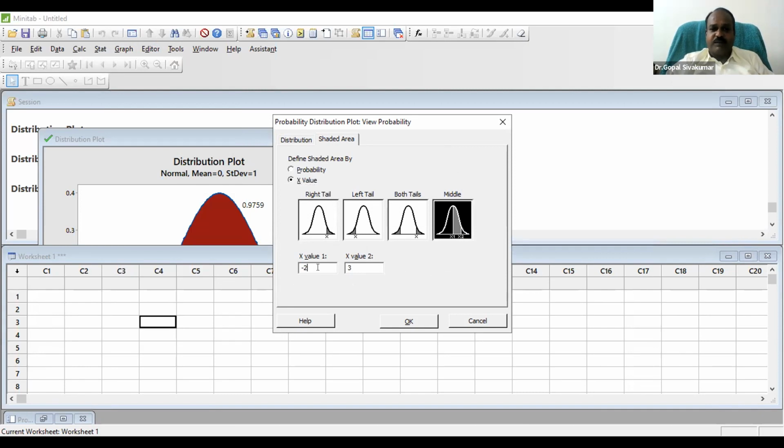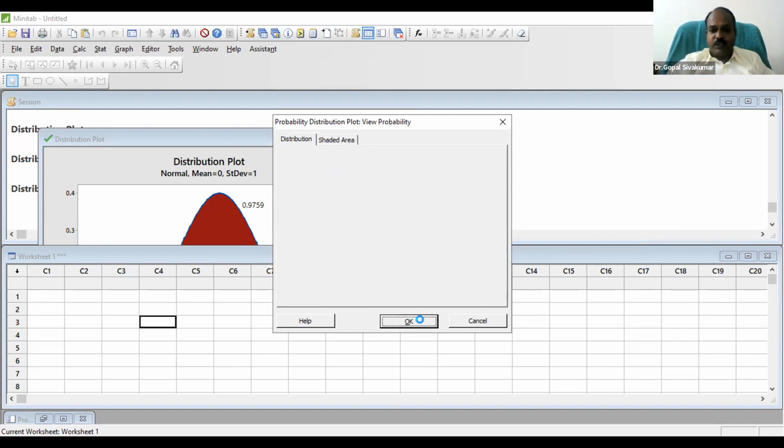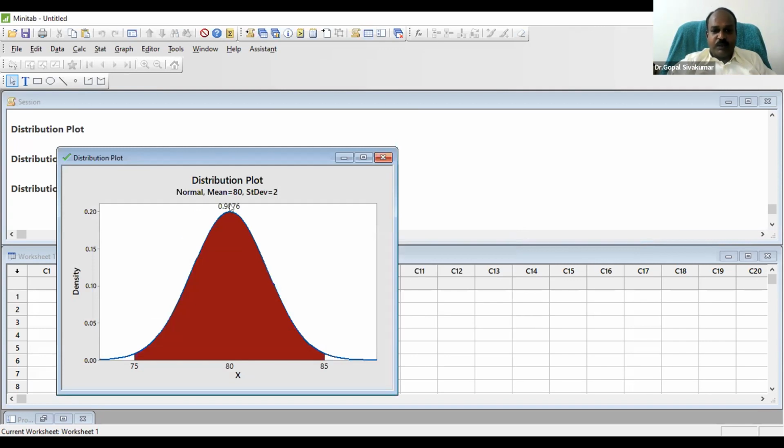Now tell me, what is your left side point? 75. Beautiful. Right side point? 85. When I give this much, Minitab will automatically calculate the gray area here. Gray area is the percentage of the students who are going to score marks between 75 and 85. Minitab is doing this with the help of the mean and standard deviation. So give OK. Can you see what percentage of the students are going to score between 75 and 85 in your class?